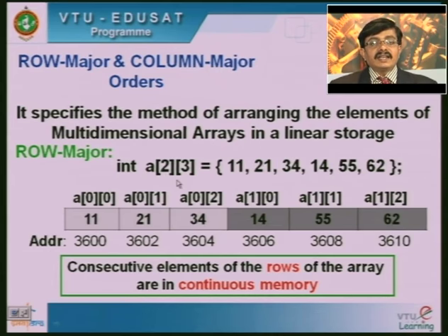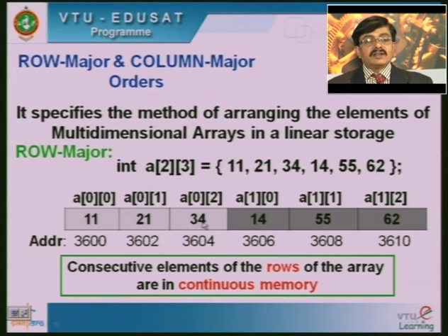Say for example, int a[2][3]: I have 2 rows and 3 columns, so in each row 3 elements. 11, 21, 34 correspond to the first row elements, 14, 55, 62 correspond to the second row elements. In C language, which supports row major ordering, we store the elements as a[0][0], a[0][1], a[0][2]. All the elements of the 0th row are listed first, immediately followed by the next row: a[1][0], a[1][1], a[1][2]. If there are more rows, then a[2][0], a[2][1], a[2][2] and so on. So the elements are stored row wise.